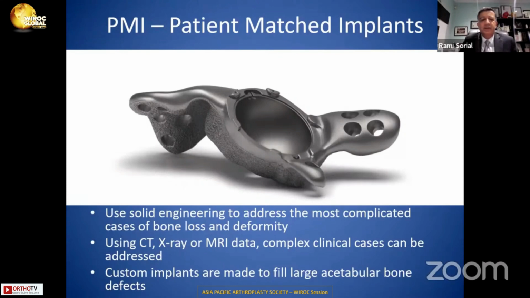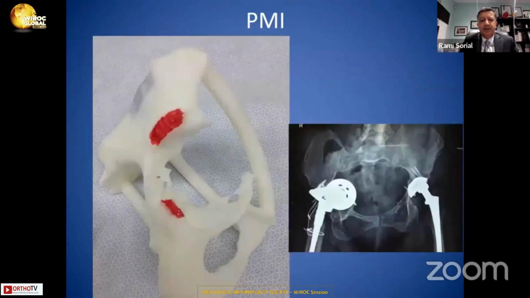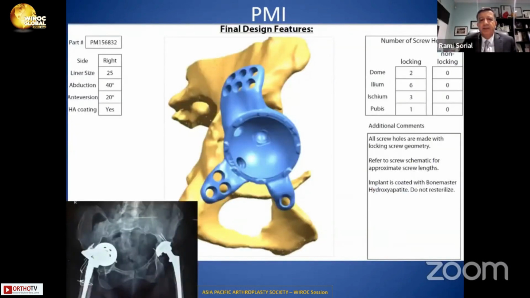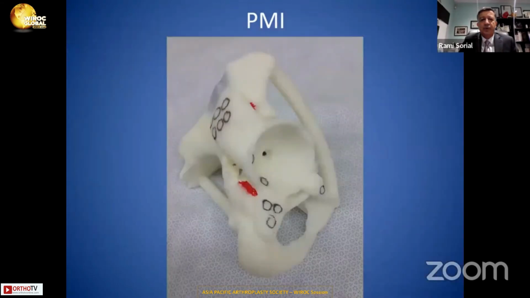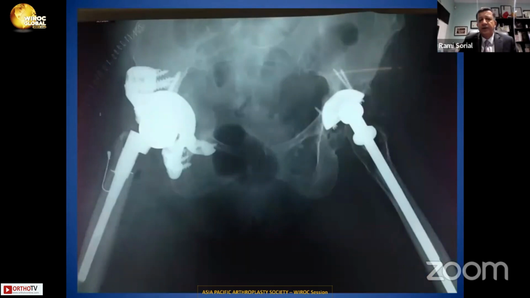These custom implants use solid engineering to address the most complicated cases of bone loss and deformity. They can be done using either CT or MRI, and are custom made to the patient with CT 3D printed implants that you can visualize, you can see it electronically, you can palpate it, you can take it to the operating theatre. It manufactures the 3D triflange cup. It also shows you the trajectory of the screws you're going to put in. It tells you how long the screws are so you avoid complications, and you have this in the operating theatre.